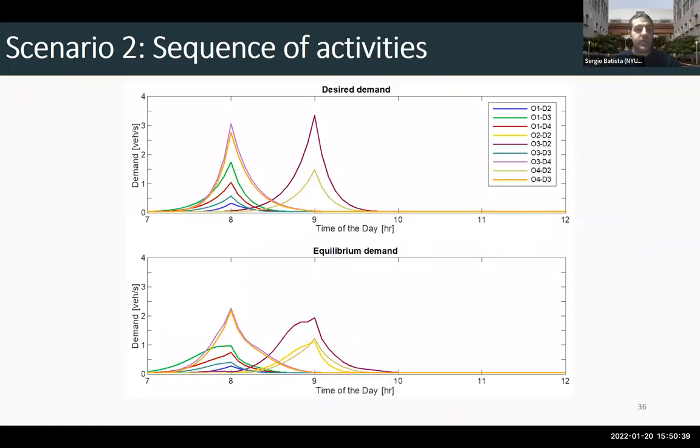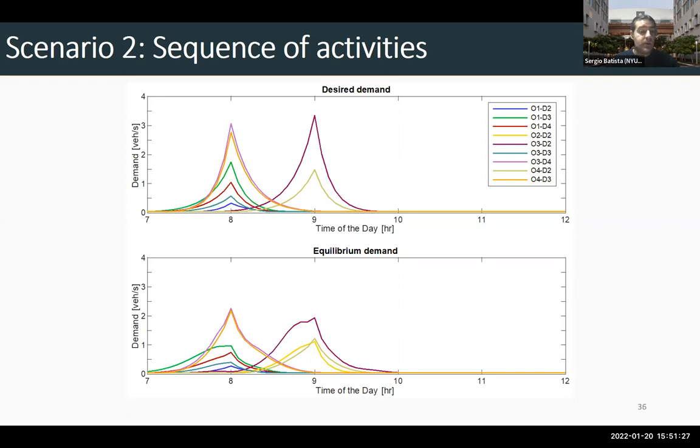Next slide. So here in scenario two, we model a sequence of activities that happen. So we have a total of 9 OD pairs, a total of 20 paths. And we again see that when we apply this activity-based modeling, departure time and path choices, compared to a case in which we don't, so we just calculate the equilibrium without the modeling of activities, we again observe the flattening of the peaks, especially on the OD pairs where you have more demand traveling. And these peaks are always flattening around the desired peak for the desired departure time.